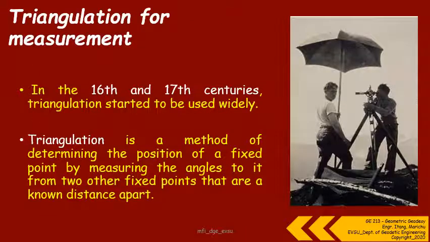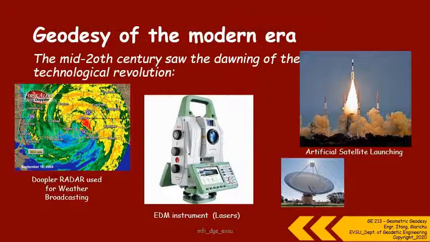By this time, triangulation was widely used. When we say triangulation, again, this is a method of determining the position of a fixed point by measuring the angles from two fixed points at known distances. In the modern era, the measurements used have expanded, and the methods and equipment used in measurement are also expanding.